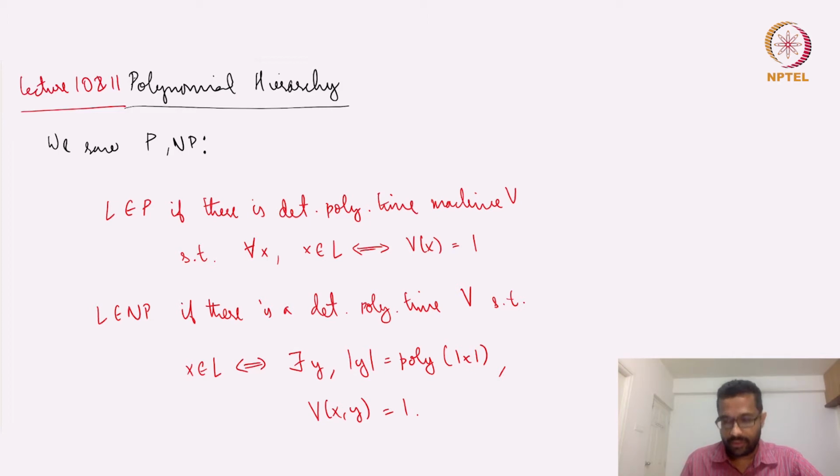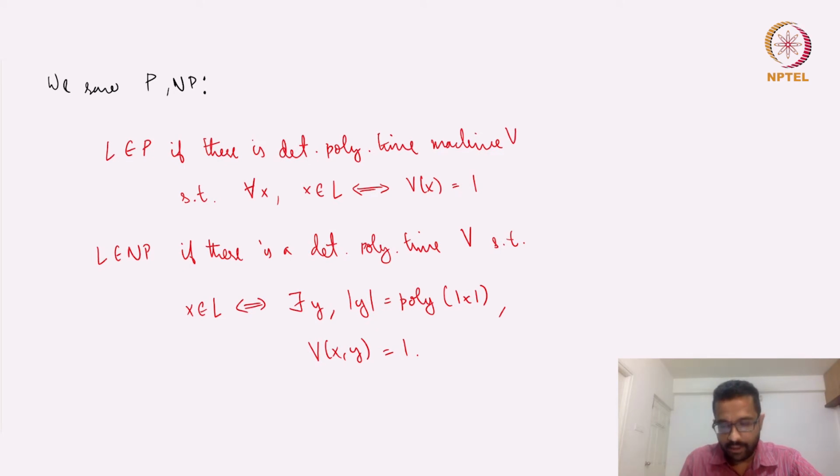Just to summarize, we have already seen the classes P and NP. P is the set of all computational problems or languages that can be decided in deterministic polynomial time, whereas NP is the set of all languages that can be decided in non-deterministic polynomial time. We also have the alternate characterization. A language is in P if there is a deterministic polynomial time machine that can decide it. That's in fact the same characterization. Whereas for NP, it takes a different turn.